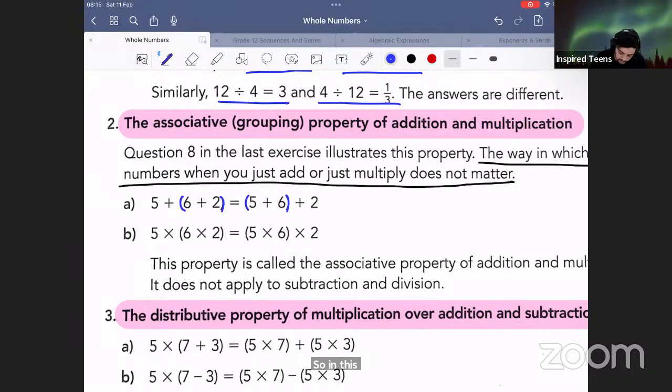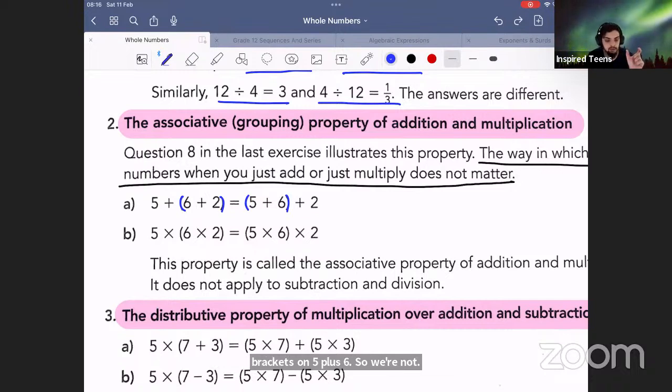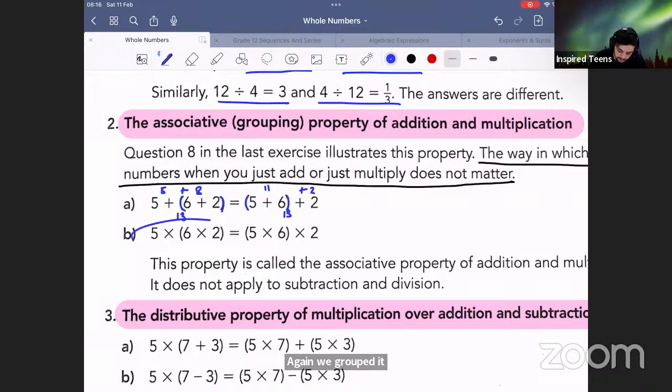In this case, we have 5 plus 6 plus 2, with the brackets on 6 plus 2, so we know we're going to do that first. On the other side, we have the brackets on 5 plus 6, so we do that first. However, because of the grouping property of addition, it doesn't matter what we group. 6 plus 2 is 8, 8 plus 5 is 13. 5 plus 6 is 11, 11 plus 2 is 13. We grouped it differently, however we got the same answer. The same can be said about this.